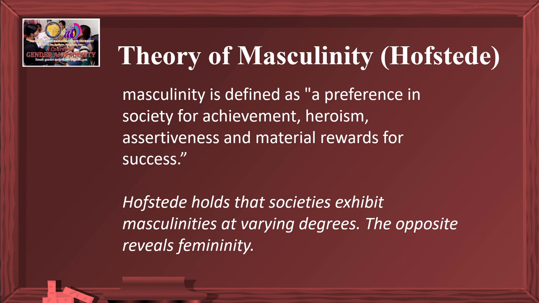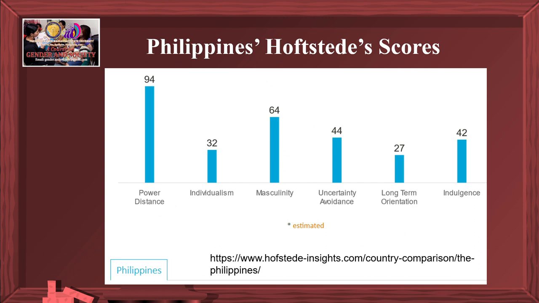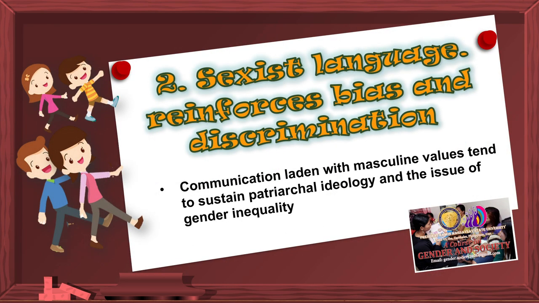So Hofstede holds that societies exhibit masculinities at varying degrees. The opposite reveals femininity. So this graph represents the degree or the continuum of masculinities across the countries which were involved in the survey. The lighter shade of red, is it red or pink, represents femininity, and the darker ones represent extreme form of masculinity. The Philippines is somewhere in the middle, but more of masculine. Well, learn more about the theory of masculinity by Hofstede by listening to the links provided in your page.